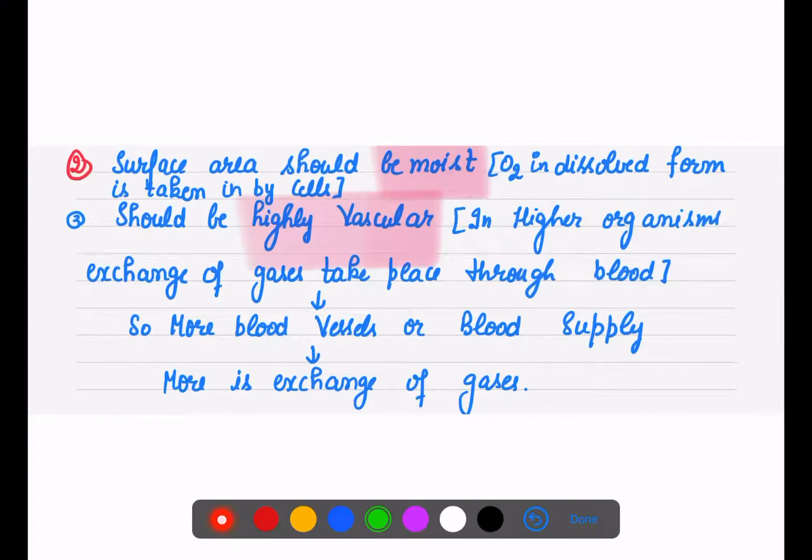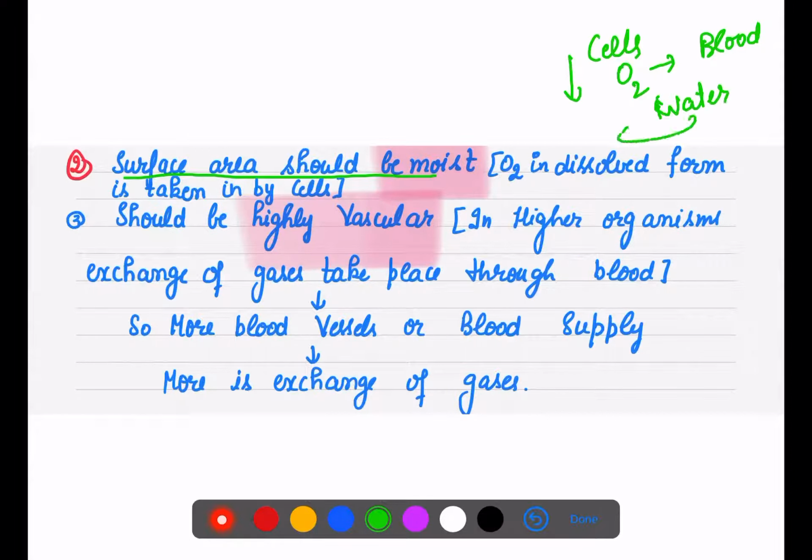The second feature a respiratory surface should have is that it should be moist, because oxygen is usually transferred in dissolved form. The cells take oxygen in dissolved form. In our case, it is dissolved in the blood. Sometimes it is dissolved in water, and sometimes in mucus. So oxygen is always in dissolved form, so your area should be moist.